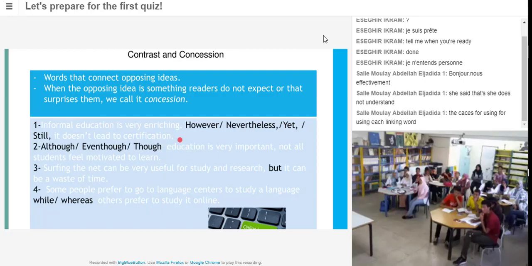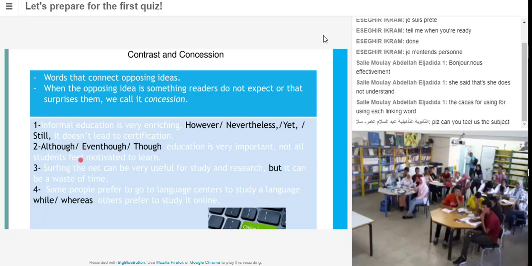Now here, I can use other linking words for concession like although, even though, and though. So I say, although education is very important, not all students feel motivated to learn.